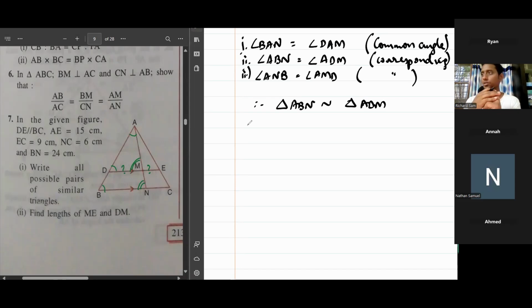Is that clear, everyone, how to do this? Yes, sir. So just write this one triangle and find these missing values now. Don't need to show all three right now because you understood what to do, right? Same like this, you have to show for all the three. So do this one and then find the length of ME and DM. Do that.